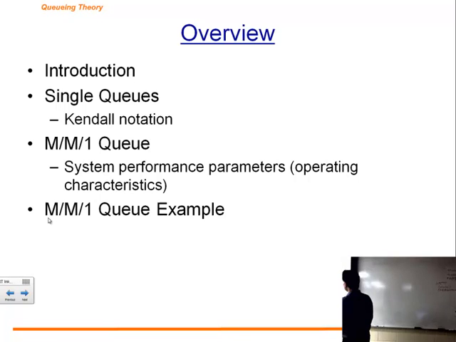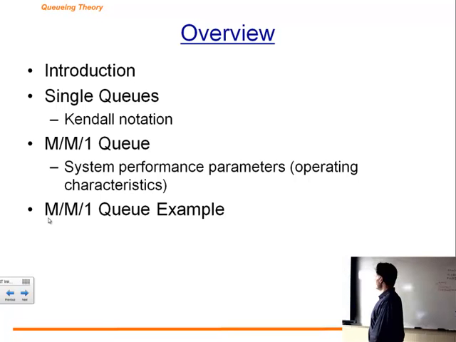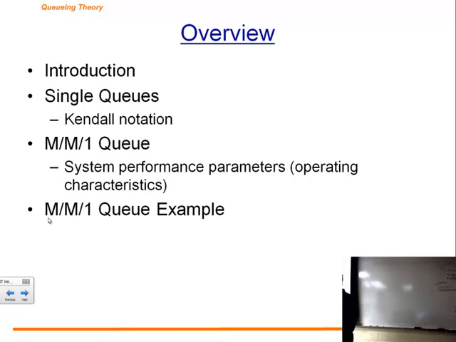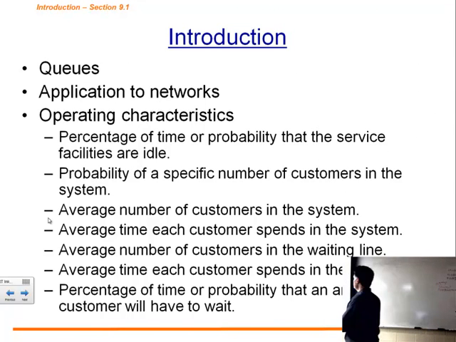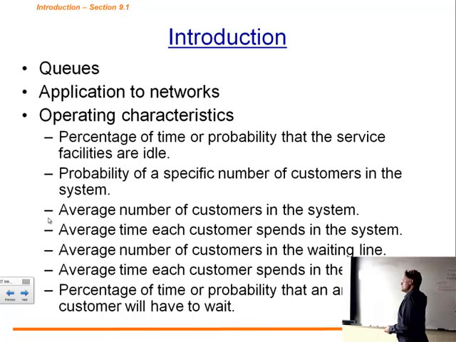And then we'll talk about all the system performance parameters and operating characteristics of this queue. We'll do several examples of M/M/1 queues. And it's not listed here, but I'll talk about M/M/S queues, where S is bigger than 1. So all this will be clear. These are examples of Kendall notation, so I'm going to describe what this means shortly. There are lots of different applications of queuing theory.